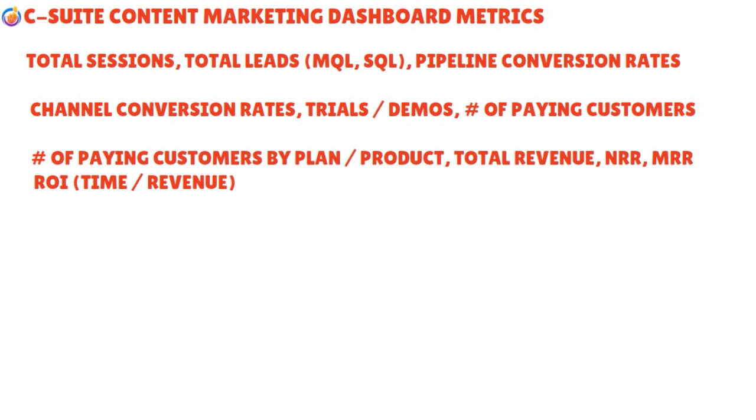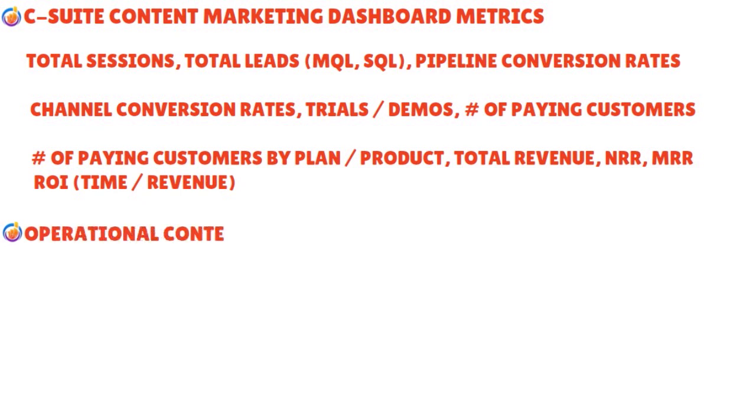So this ties into what I said a little earlier about revenue optimization. Also the number of paying customers by plan or product. So you can really segregate the source of revenue. Also, you want to have total revenue, NRR, MRR. Also the ROI, time/revenue. So the return on investment, etc. Okay. So this is for the C-Suite Content Marketing Dashboard Metrics.